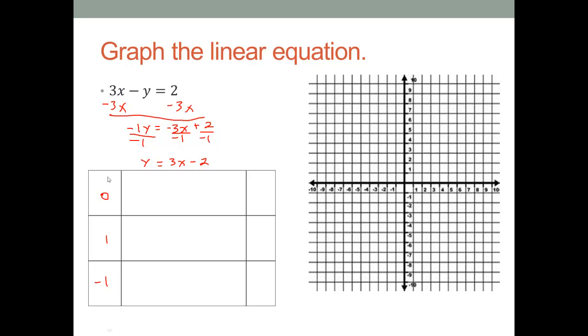Alright, now you can pick any 3 numbers that you choose. I would pick 0 as one of my numbers. So that's my x. Over here is going to be my y column. And let's substitute in. y equals 3 times 0 minus 2. y equals 0 minus 2, because 3 times 0 is 0. So when x is 0, y is equal to negative 2.